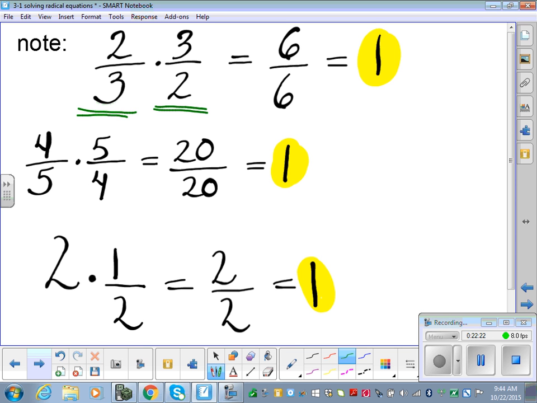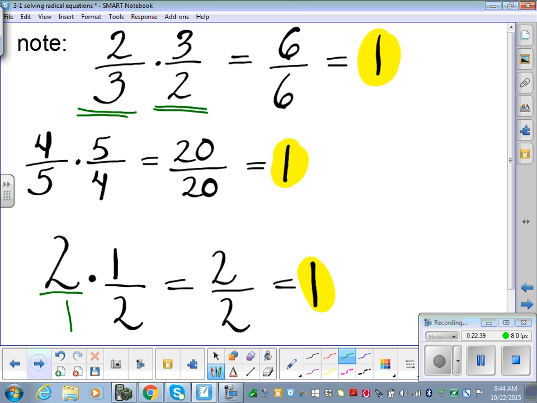So look at this, guys. 2 times 1/2. Well, technically, this is 2 over what? 2 over 1. So the reciprocal would be 1/2. And if we multiply straight across, we'll get 2/2, which is 1. Does everybody see how you can undo things, fractions?